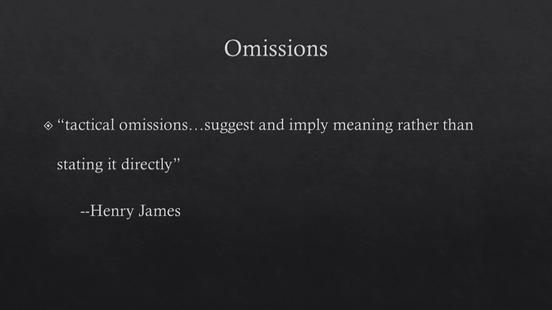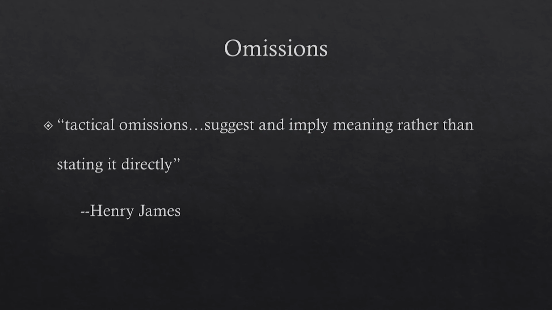The other very interesting thing to keep in mind is the nature of omissions. There are omissions in the short story. A short story is a genre that doesn't give you everything. It just gives you glimpses into a human being's life. So it's just a window. We don't have the entire range of emotions and thought process in a short story, unlike in the case of a novel. So what does Henry James have to say about tactical omissions? He says that tactical omissions suggest and imply meaning rather than stating it directly. So there are only implications rather than direct statements in short stories.